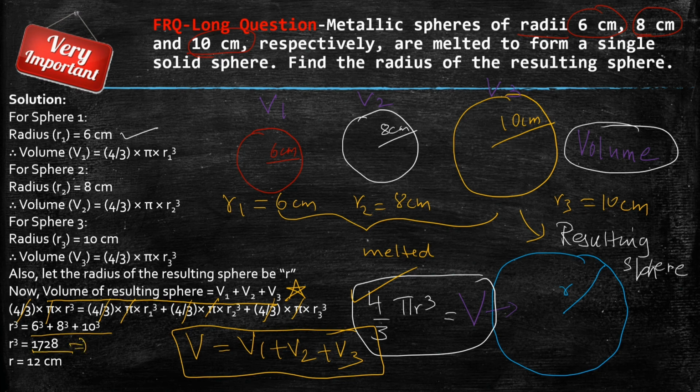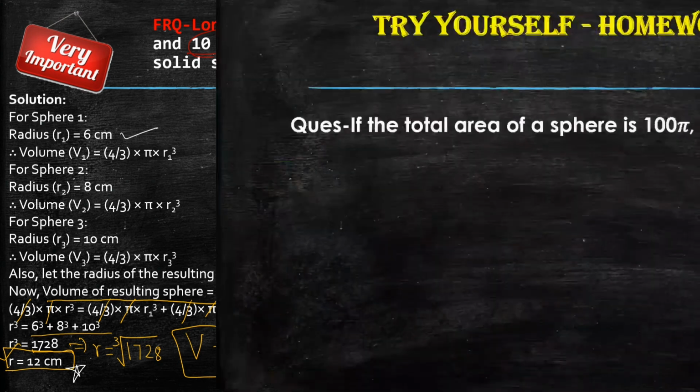Now after this step, you've got the cube of the radius. What you need is r, so you are going to take the positive cube root of 1728, and that would give you your final answer as 12 centimeter. So here we have completed the question, that the radius of the resulting sphere is 12 centimeter. I hope you understood this question, very important. I would repeat again, for your exam, the free response or long question.